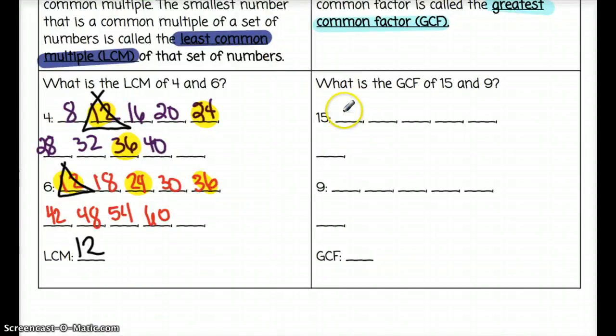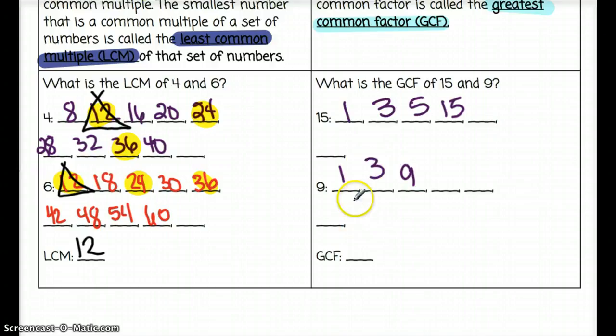If we look here, we said above 1 times 15, 3 times 5. 9 would be 1 times 9, and then 3 times 3. We only need to write 3 once. So we're going to look here. What is the greatest common factor? Let's highlight all the common ones, and then let's look back to see the greatest one. I see a 3 and a 3, and I don't see any more. So I'm going to put a triangle around the 3's. And my greatest common factor is 3.